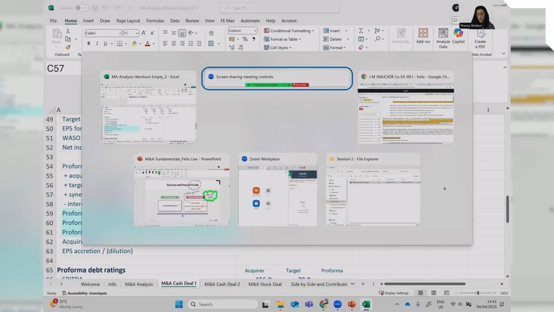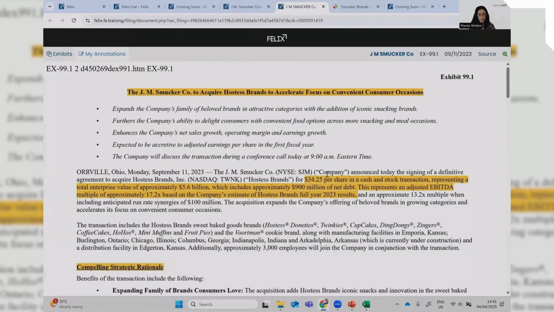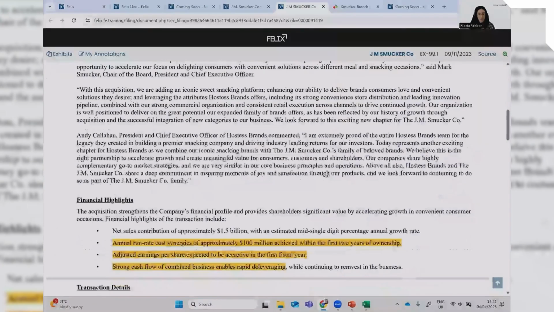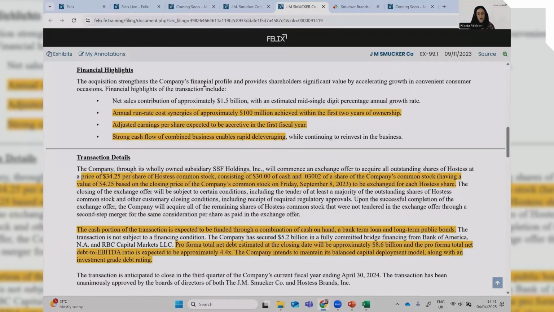Going back to our J.M. Smucker announcement, if I just hide my annotations there, they talk about annual run rate cost synergies of 100 million.